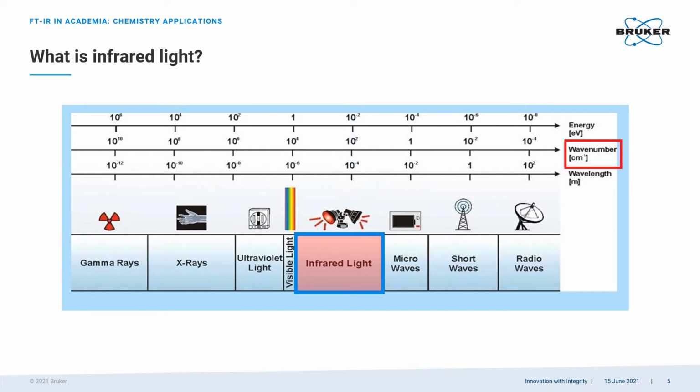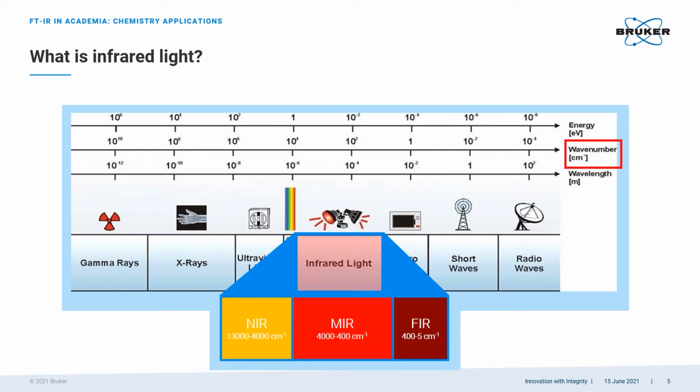The IR light can be further separated into the near-infrared or NIR, covering the range from 13,000 to 4,000 wave numbers, the so-called mid-infrared from 4,000 to 400 wave numbers, and the far infrared, ranging from 400 to 5 wave numbers. However, very often, whenever the term infrared spectroscopy is used, users mainly refer to the MIR and FIR portion of the electromagnetic spectrum.